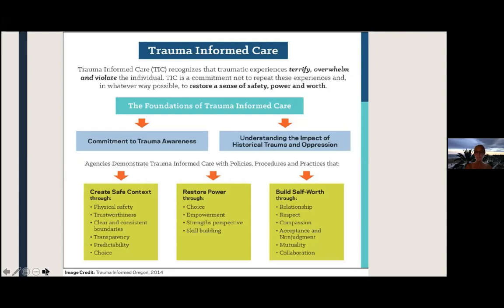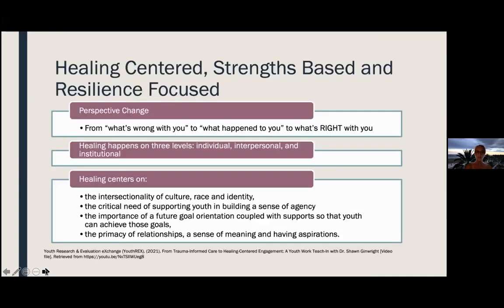Respecting your clients, expressing compassion, being accepting and non-judgmental, investing in the mutuality of the relationship, and collaborating with the client rather than doing things to or on them. So when we talk about strengths-based, healing-centered, and resilience-focused, this is really a perspective change from what's wrong with you to what happened to you. That's kind of trauma-informed care, to really what's right with you, what's going right, what are you proud of, what do you feel good about, what do you want to share with me? Healing happens on 3 levels: on the individual, interpersonal, and institutional level.